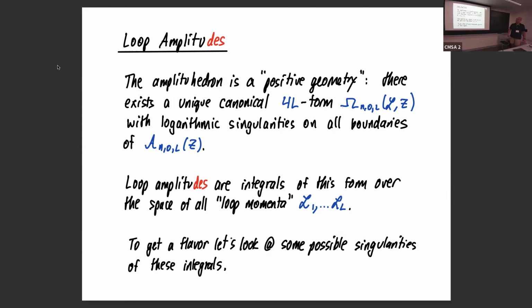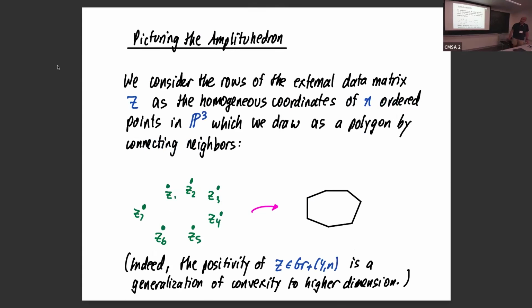So to get a flavor of what's going on here, let's look at some possible singularities that could emerge as we're calculating this integral. Well, we consider the rows of the external data matrix as the homogeneous coordinates of n ordered points in P3, that we know. So we have these n points in P3, and we draw a polygon that connects each one to its neighbors. And as we've heard, the positivity of this matrix is a generalization of the notion of convexity to higher dimensions, so I'll always draw it as a convex polygon, even though it lives in higher dimensions. Each one is a point in P3.